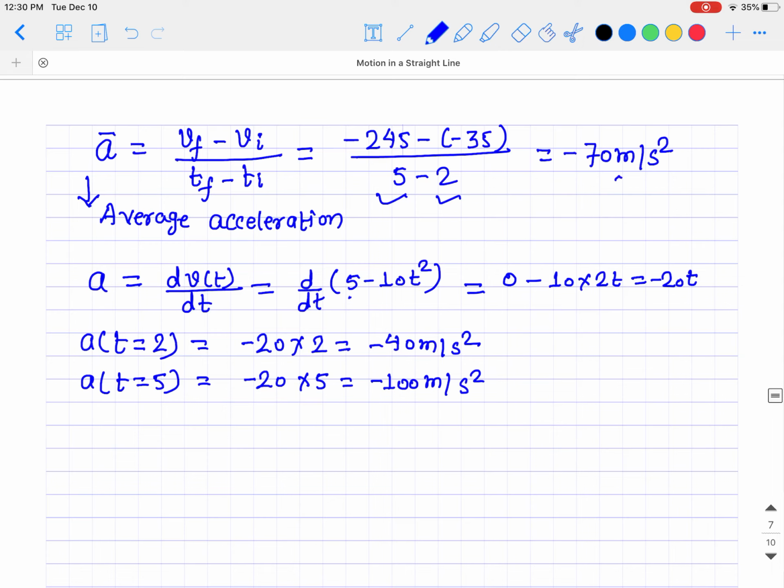So you see now, the average acceleration between 2 seconds and 5 seconds is minus 70 meters per second squared. And this is the instantaneous acceleration. The instantaneous acceleration at the two times is different. One is minus 40 and the other is minus 100. So these are the instantaneous accelerations.